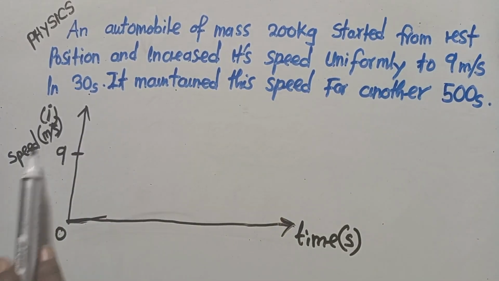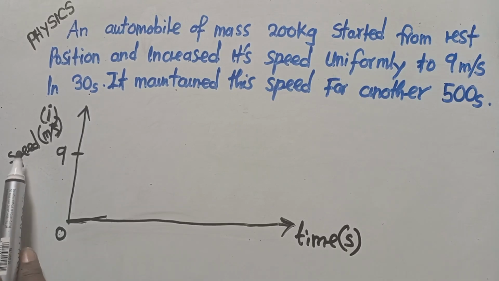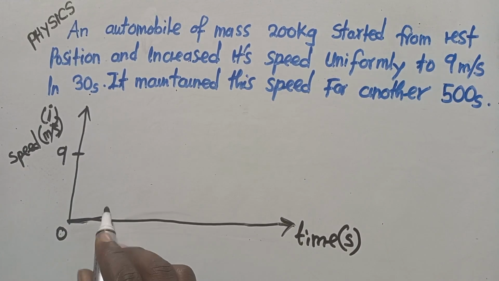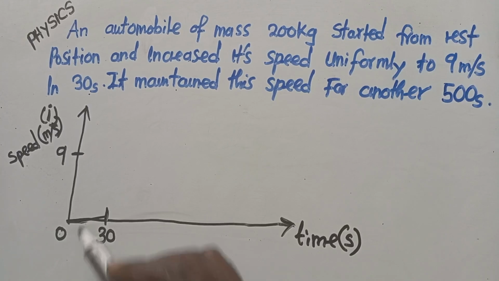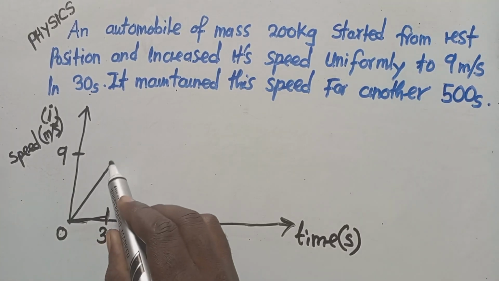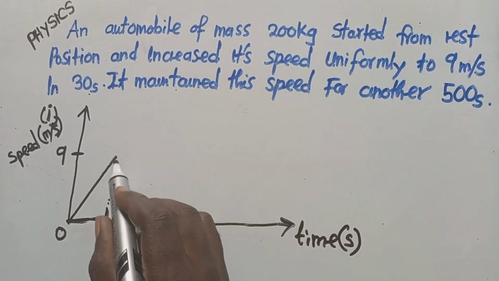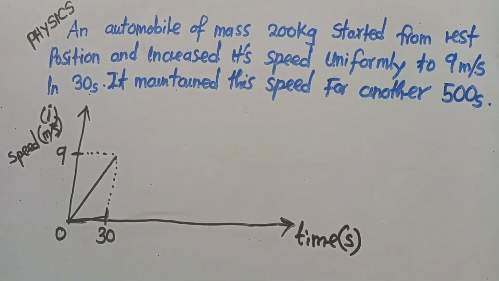I'm not supposed to put meters per second because I've included it there. In 30 seconds, so I'm going to put my 30 seconds there. This is where I've got 30 seconds. So it moved uniformly to that, like this. Have you seen 30 seconds there? There is 30, and there is 9. So it moved to that.